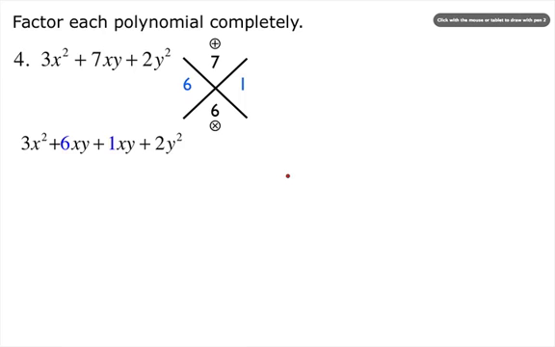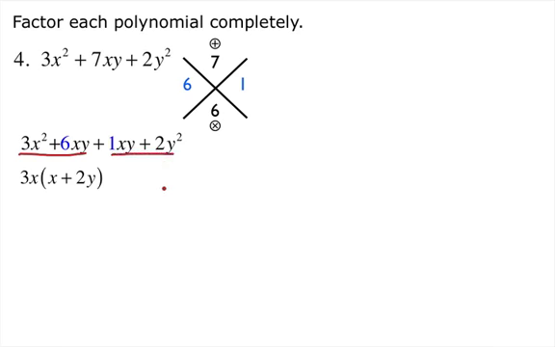This creates a polynomial with 4 terms. I'll apply the process of grouping. If I group the first two, what do they have in common? I pull out the GCF, which is 3x. I look at the next two, grouping again. I pull out a positive y. And again, one more time, you pull out the GCF out of these two terms, which turns out to be x plus 2y.